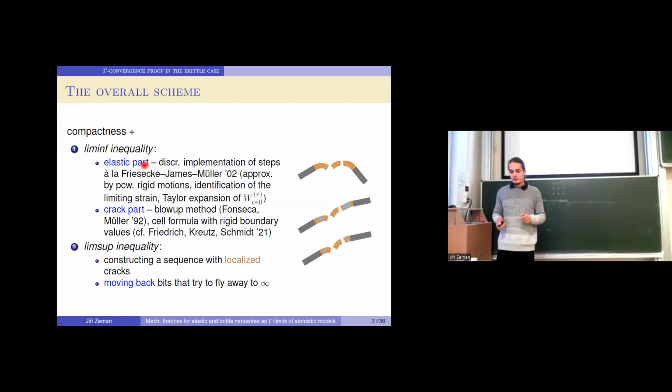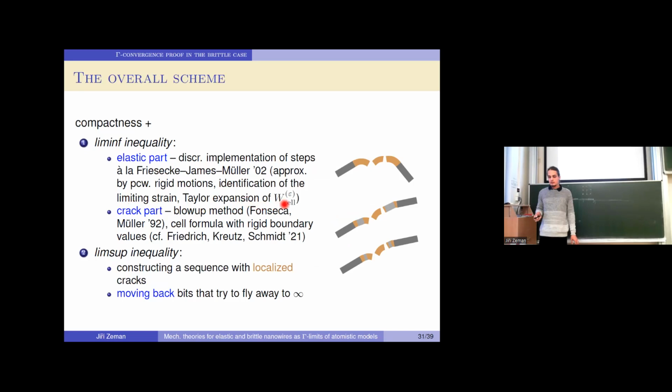In the elastic part of the energy, we need to implement steps similar to what Friesecke, James, and Müller did for plates. But as you will see, there are some peculiarities due to the fact that we work with 3×8 matrices that have more components. The piecewise rigidity estimate of Friesecke, James, and Müller lets us approximate the rod by rigid motions. We need to identify the limiting strain, and then we rely on some Taylor expansion of the cell energy.